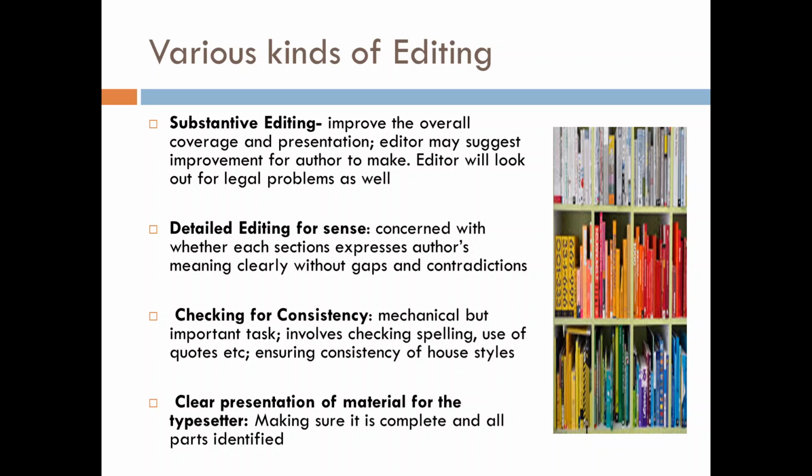Now the fourth one is clear presentation of the material for the typesetter, and it involves making sure that it is complete and that all the parts are clearly identified. For example, the grade of each subheading, which should be distinguished typographically from the main text, and where tables and illustrations should be placed. Some publishers even ask the copy editor to size the illustrations, mark type sizes, although this is relatively uncommon. So that is the fourth part. Clear presentation of material for the typesetters.